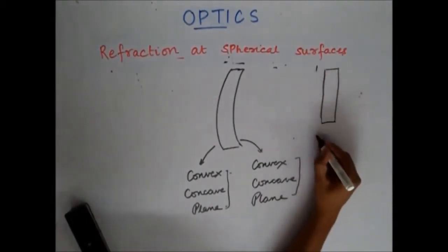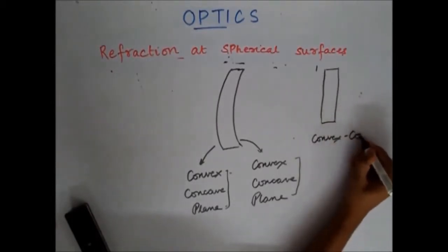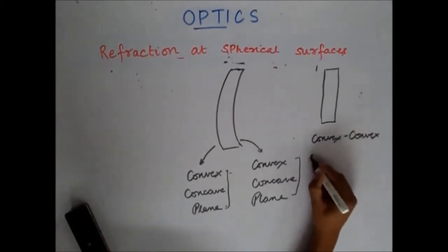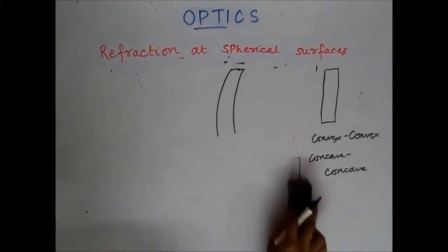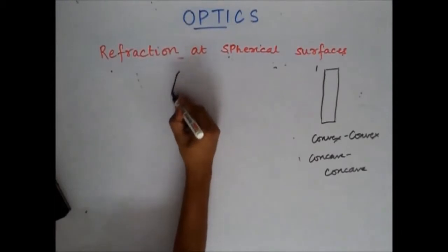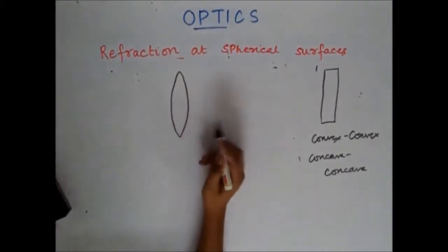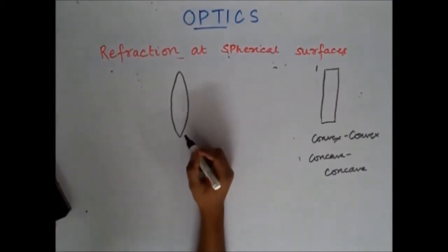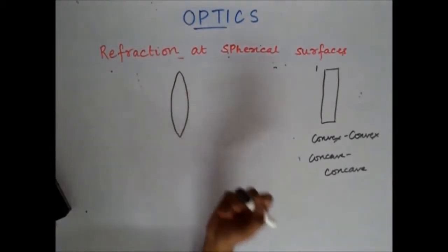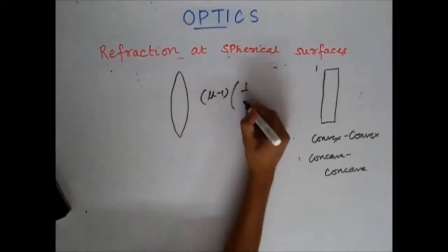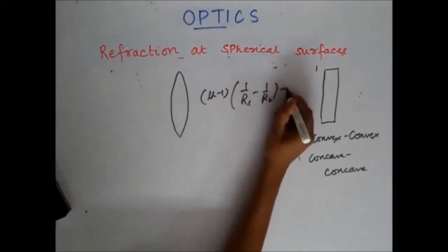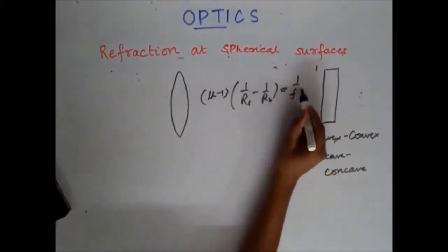Now, the other two cases is when you take convex convex or you take concave concave. A convex convex lens looks like this. Both the refracting surfaces are convex. Or it's a biconvex lens. Now, what is the focal length of a biconvex lens? I want to know the sign of the focal length of a biconvex lens. This is equal to 1 by f, you know. So I want to know the sign of f.